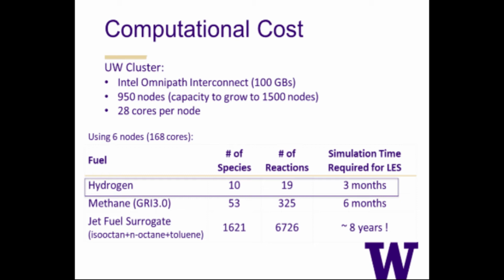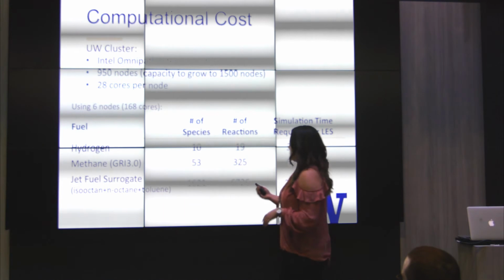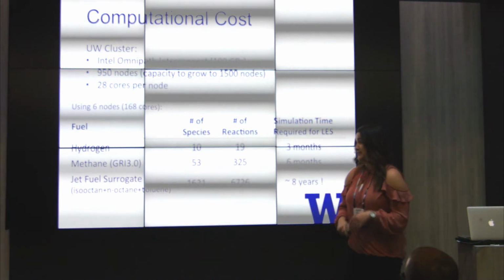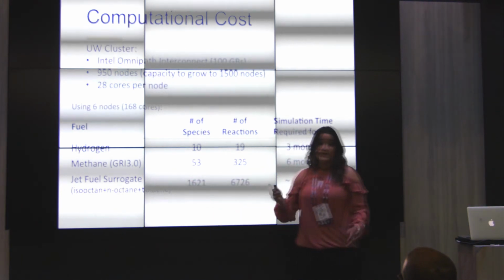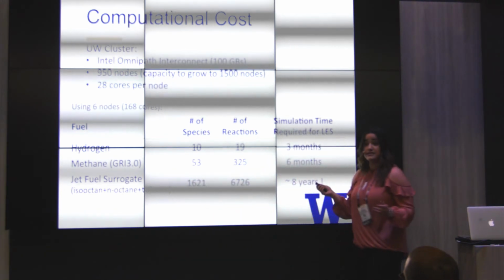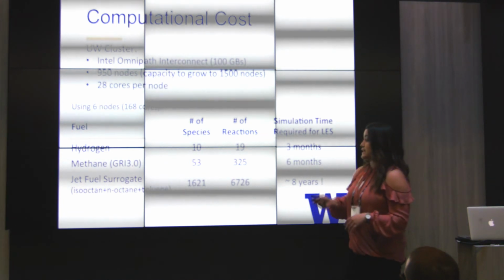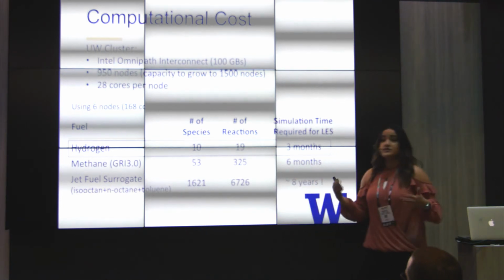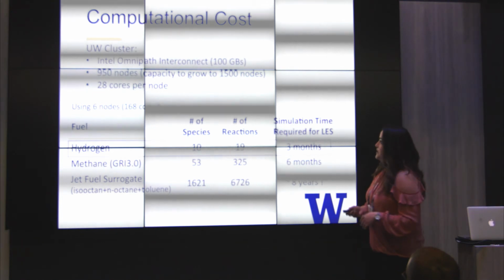If I run methane, which is basically natural gas, it would take me about 6 months, and that's still running, so I don't have any data on methane. But if I wanted to model jet fuel surrogates, everybody would tell me you're crazy because it would take 8 years. I would never graduate. Okay? So for that reason, I'm going to focus just on hydrogen to motivate why we need more computational power now.